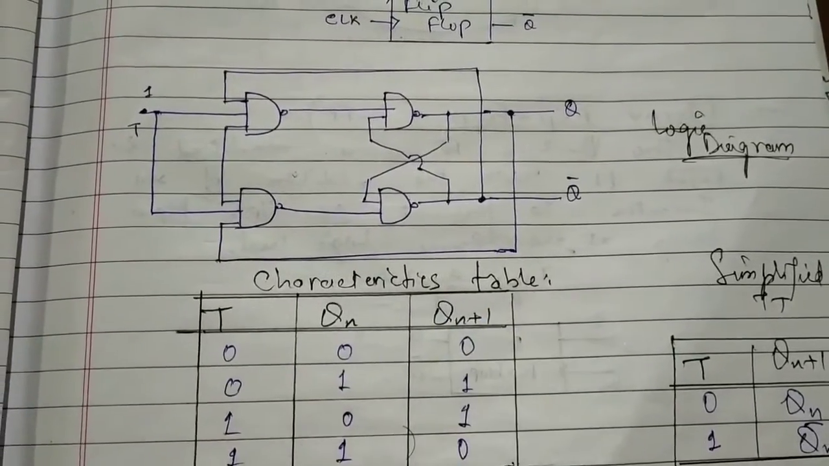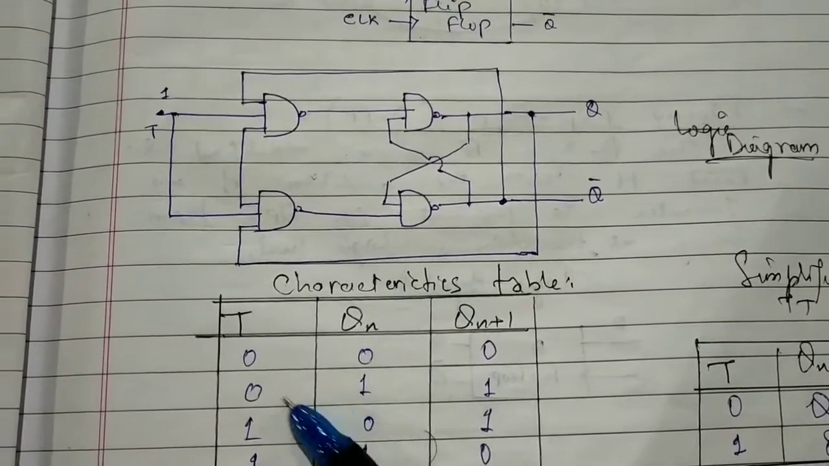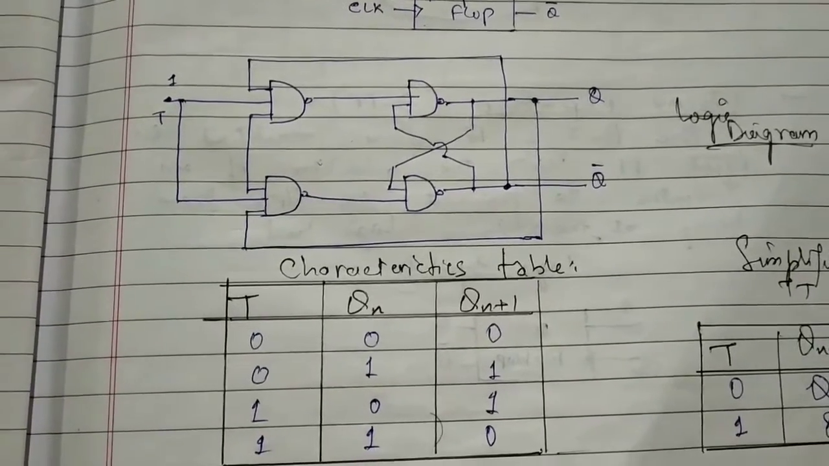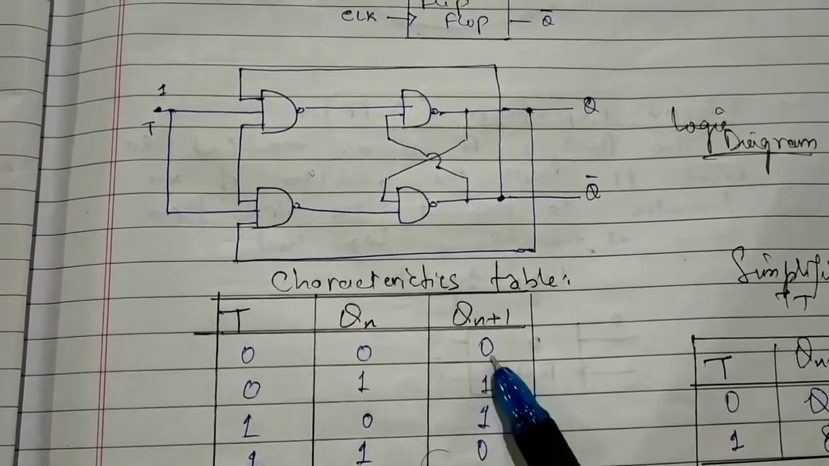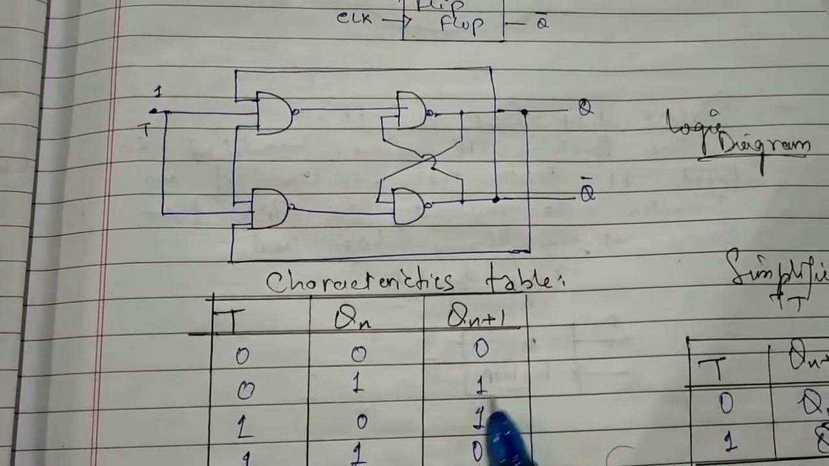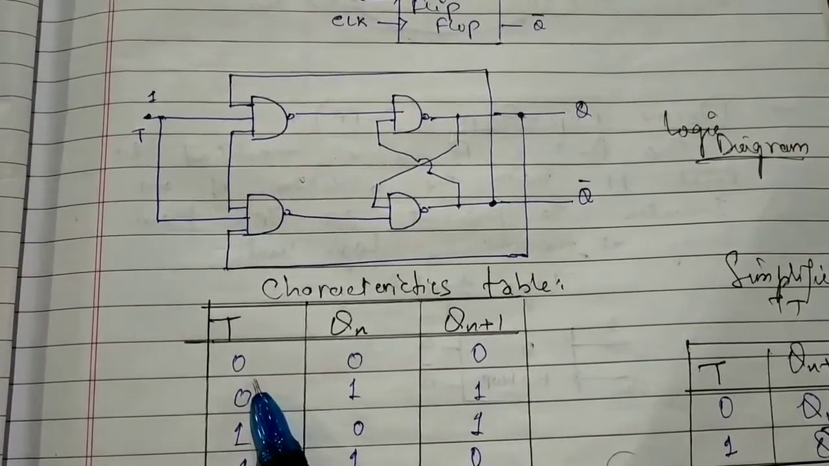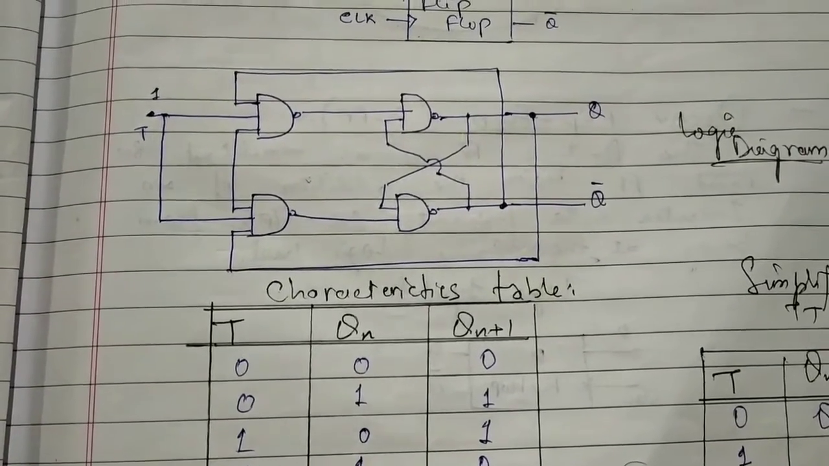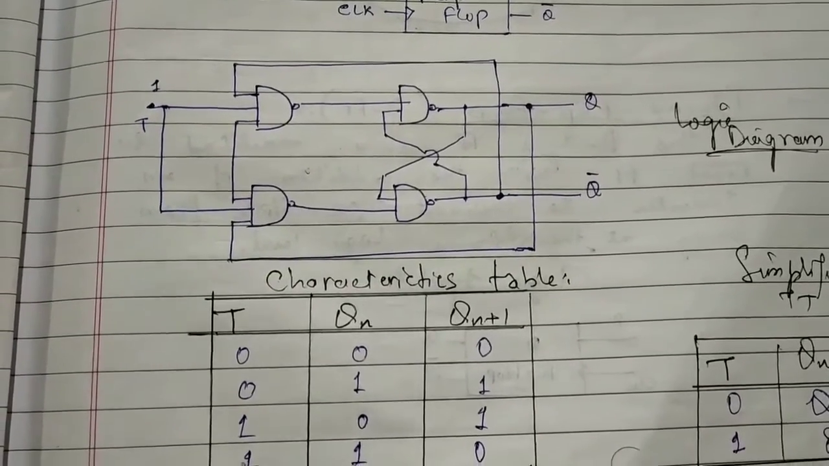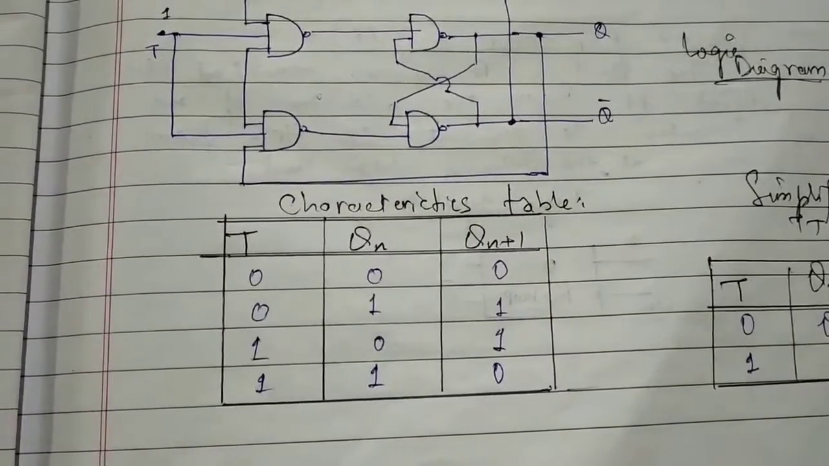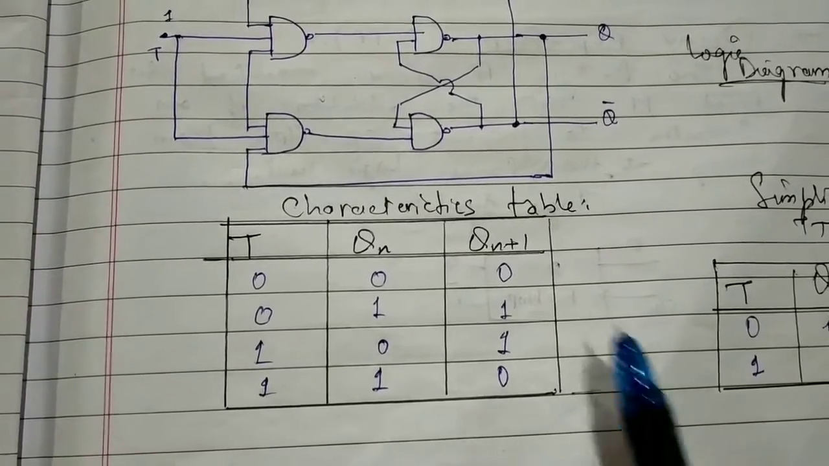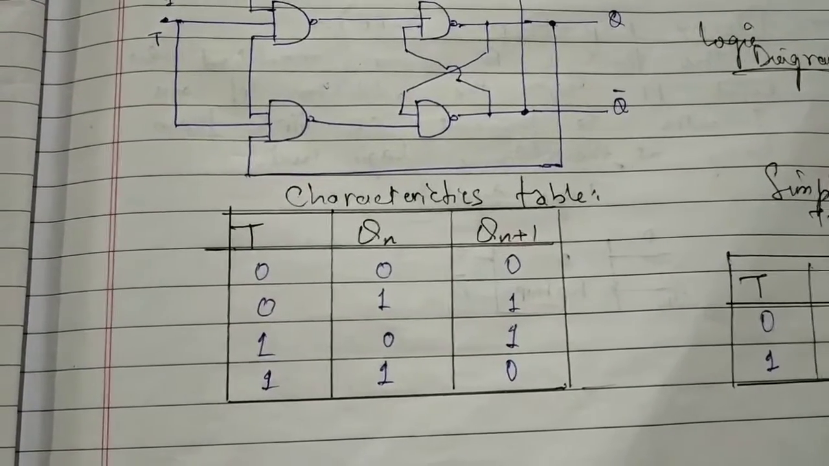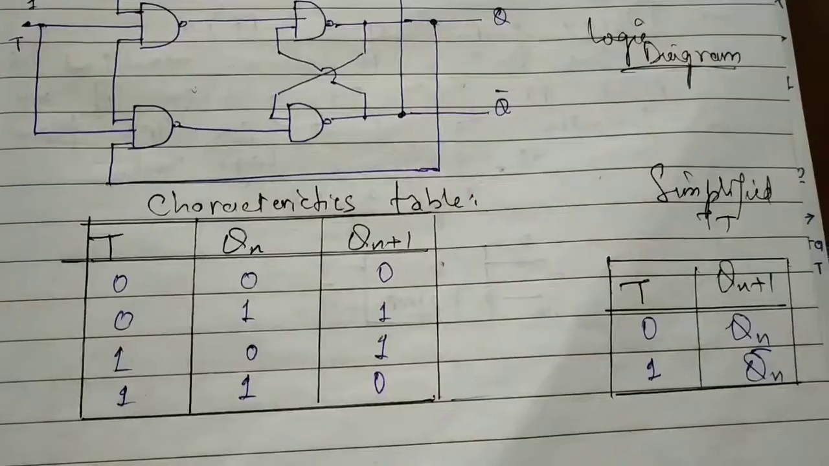The characteristic table of the toggle flip-flop is given as we read the 4 combinations 00, 01, 10 and 11. For the toggle flip-flop we have to remember Qn plus 1 is equal to 0 for 00 input, 1 for 01 input, 1 for 10 input, and 0 for 11 input. In short, for the toggle flip-flop the next state Qn plus 1 is equal to 1 only when the inputs are different. When the inputs are the same, we have 0 as Qn plus 1.